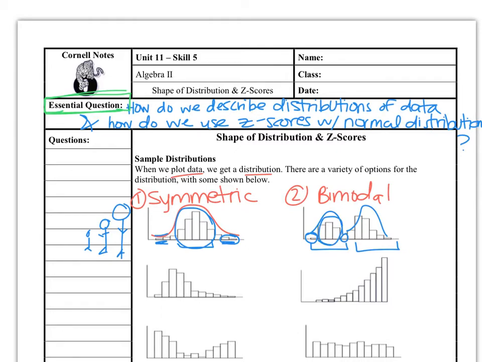Another thing might be like the price of paperback books on Amazon under $30 versus hardcover books. So again, you have two like peaks here essentially.